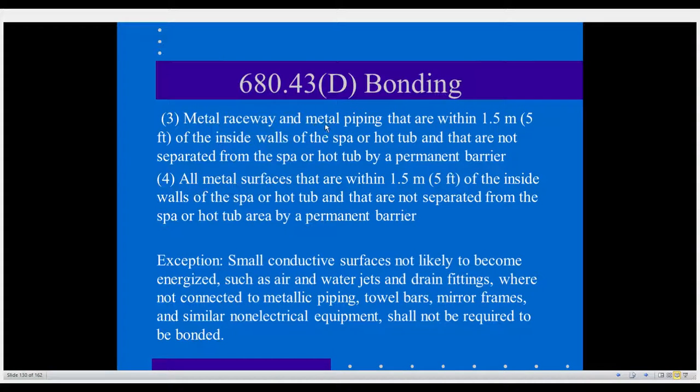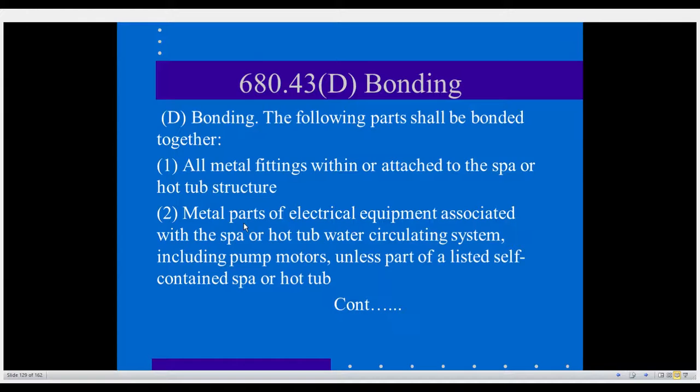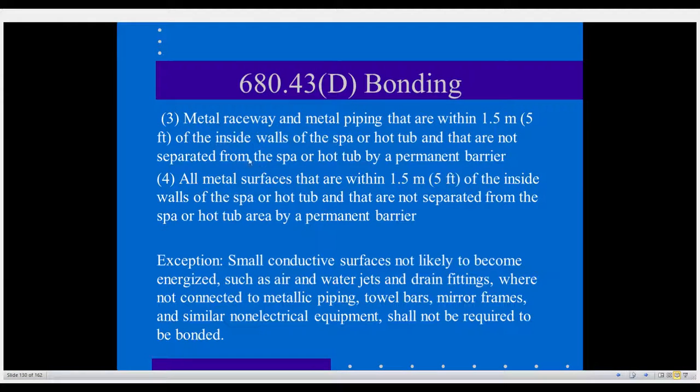Metal raceways and metal pipes that are within 5 feet of the inside wall of the spa or hot tub, that are not separated from the spa or hot tub by a permanent barrier, have to be bonded to each other. So it has to be bonded to this, and this has to be bonded to this. This is a difficult task, so it's important to keep your metal raceways or metal piping at least 5 feet away so you don't have to get involved in this one, trust me.